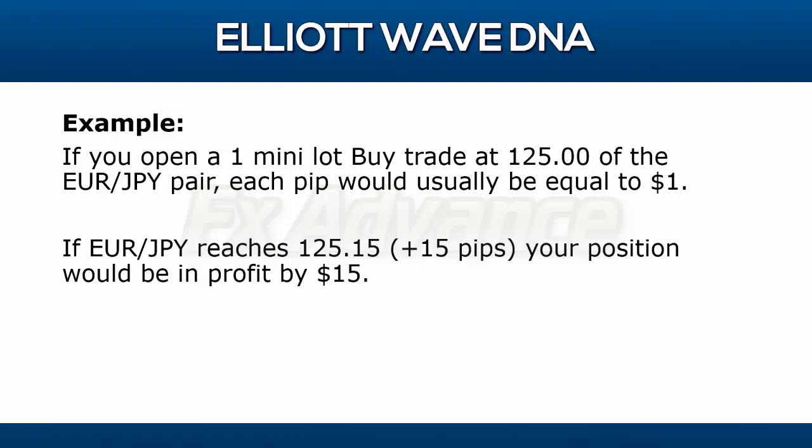If you open a 1 mini lot buy trade at 125 of the Euro Yen pair, each pip would usually be equal to $1. If Euro Yen reaches 125.15, so a 15 pip difference in plus, your position would be in profit by $15.